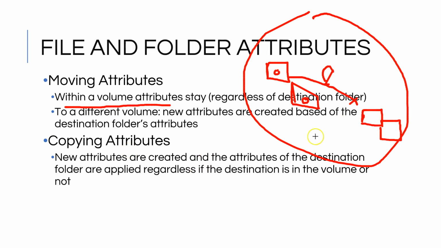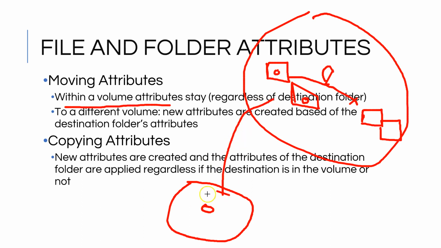If I copy or move to another volume, so I have a completely different volume over here, a different disk, and I want to either copy it or move it, I'm going to have to make a copy. Even if I move it, what I'm doing is making a copy of that file and sending it over, because it's on a different volume.